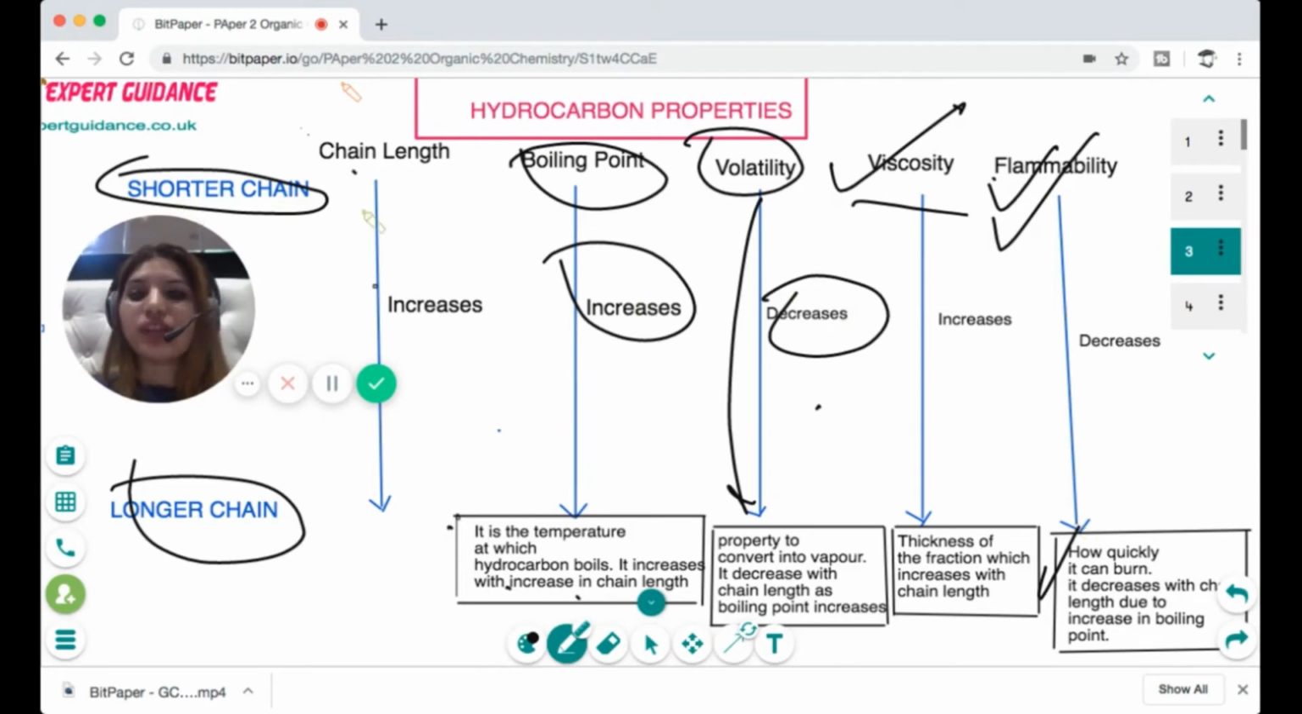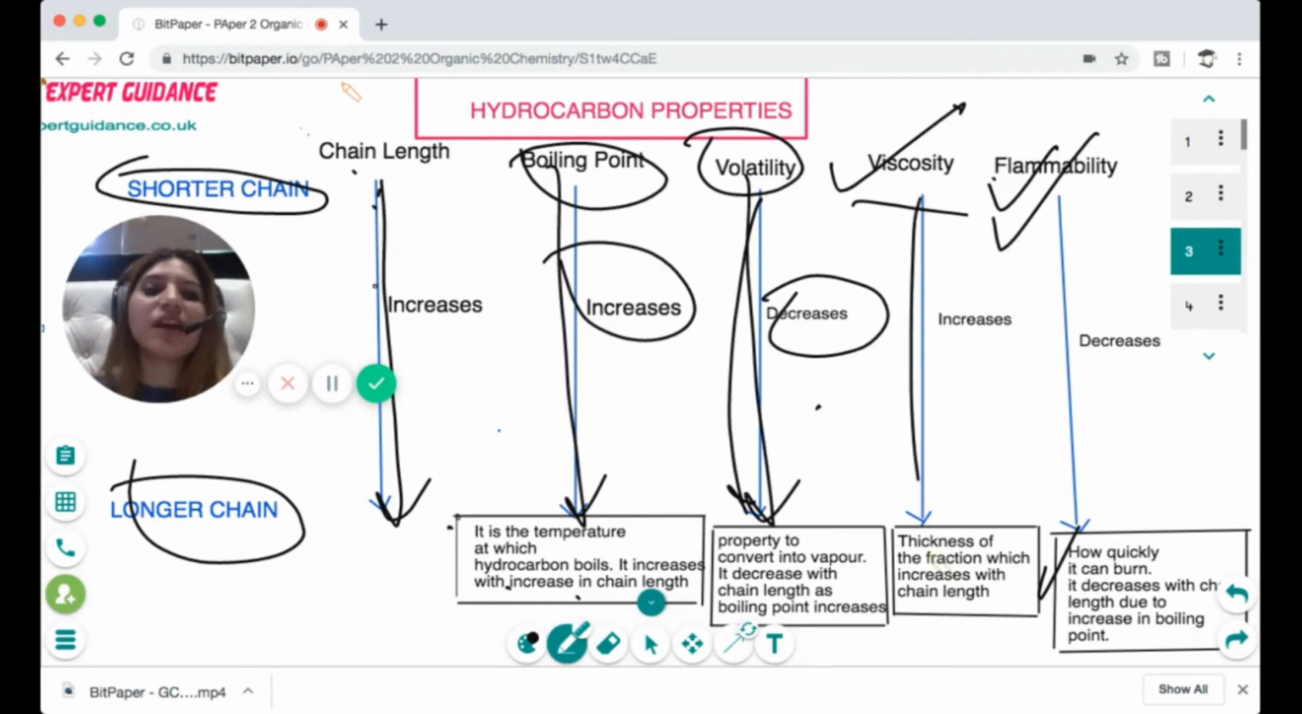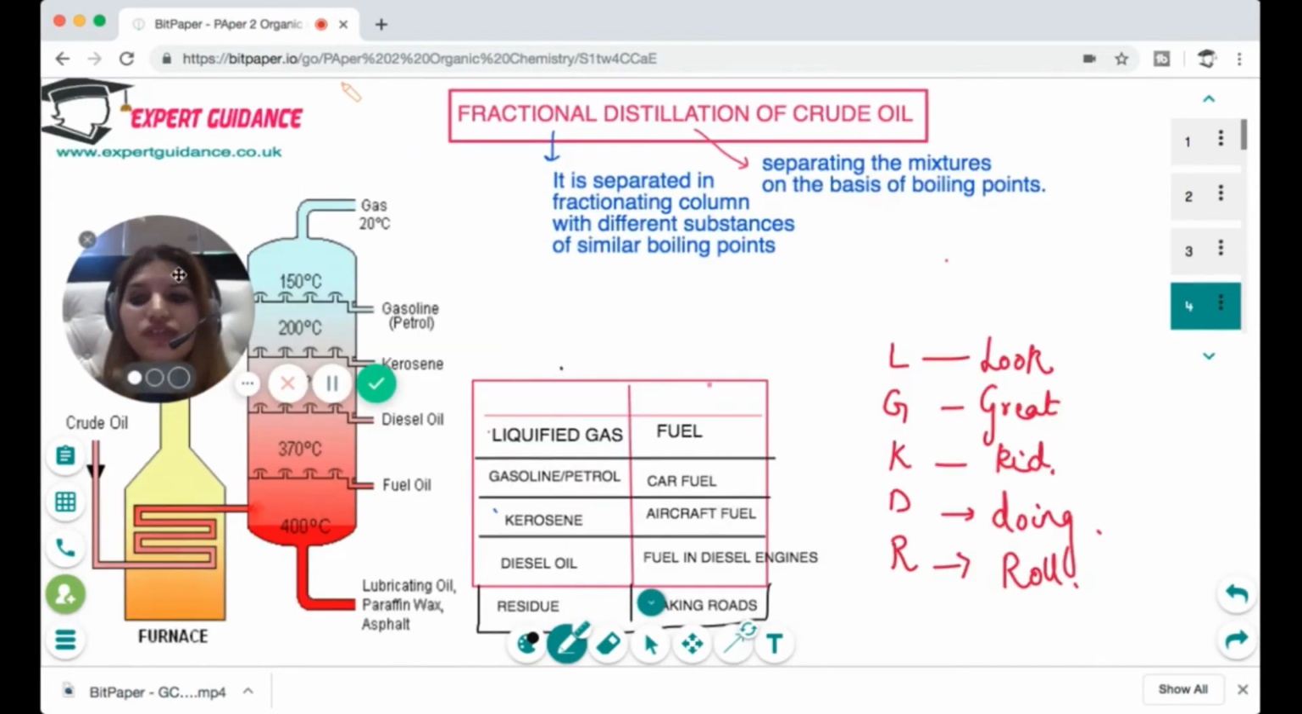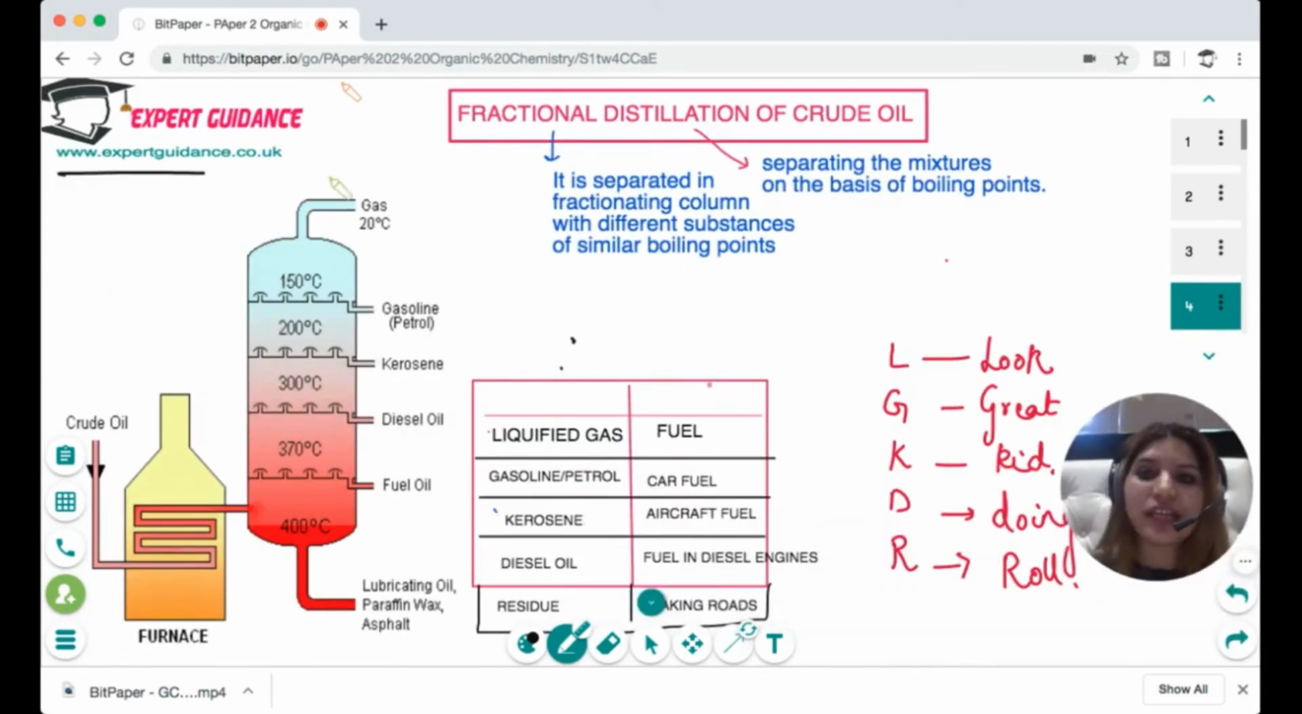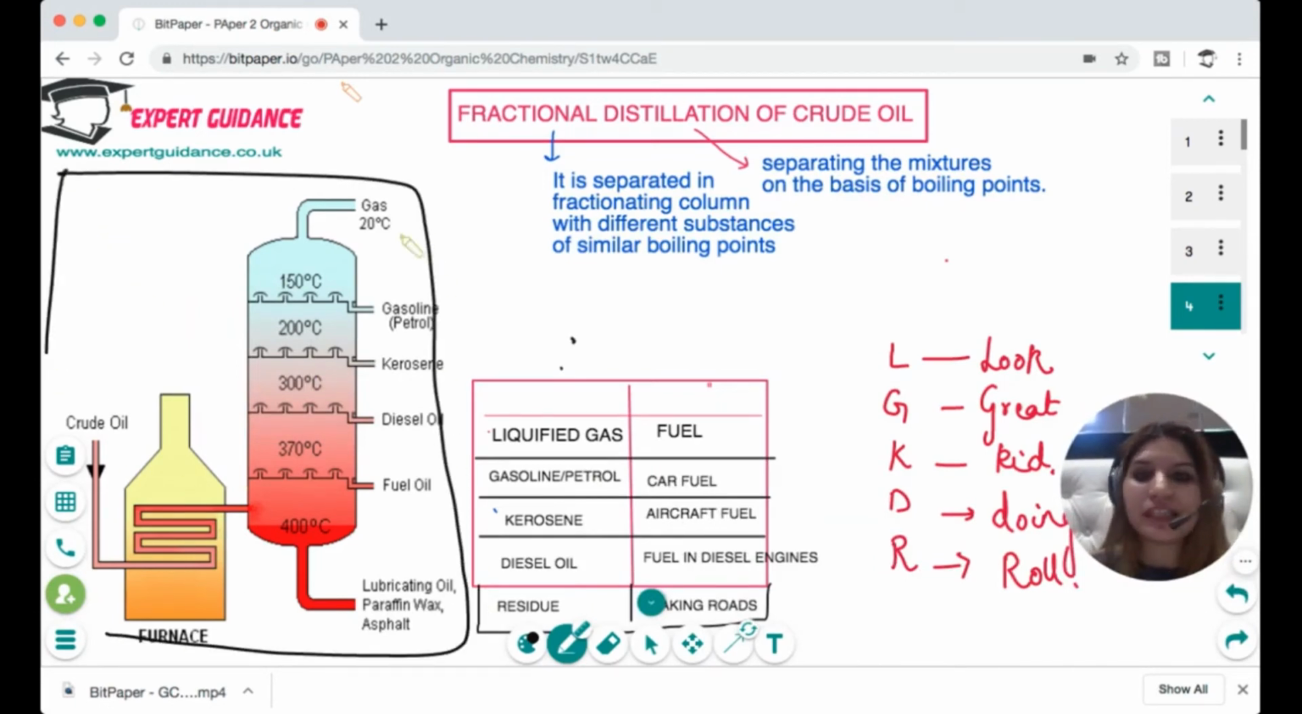So as the chain length increases from top to bottom, the boiling point increases, the volatility decreases, viscosity increases, and flammability decreases. So you should know the meaning of all these terms and how they vary across the chain length. Now, this is the fractionating column for the fractional distillation of crude oil. Remember the important bits in here. At the top, we have a low temperature, and at the bottom, we have a higher temperature. So at the top, we get shorter chain fractions, and at the bottom, we get longer chain fractions.